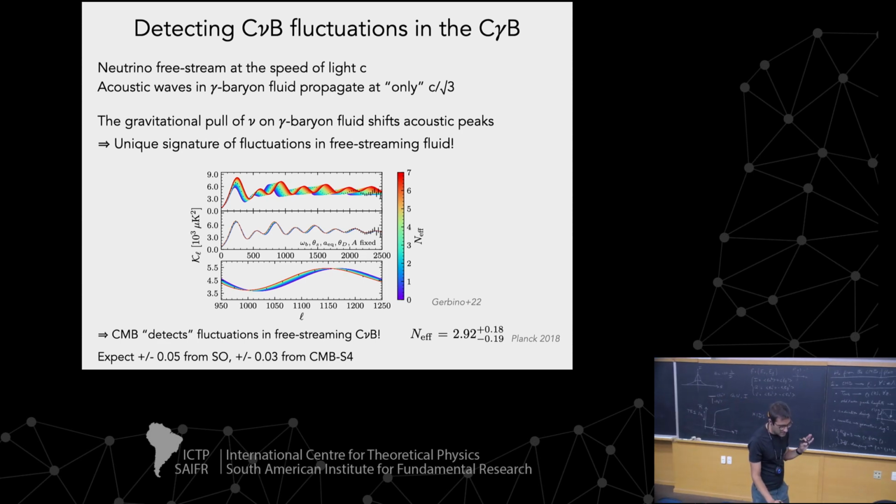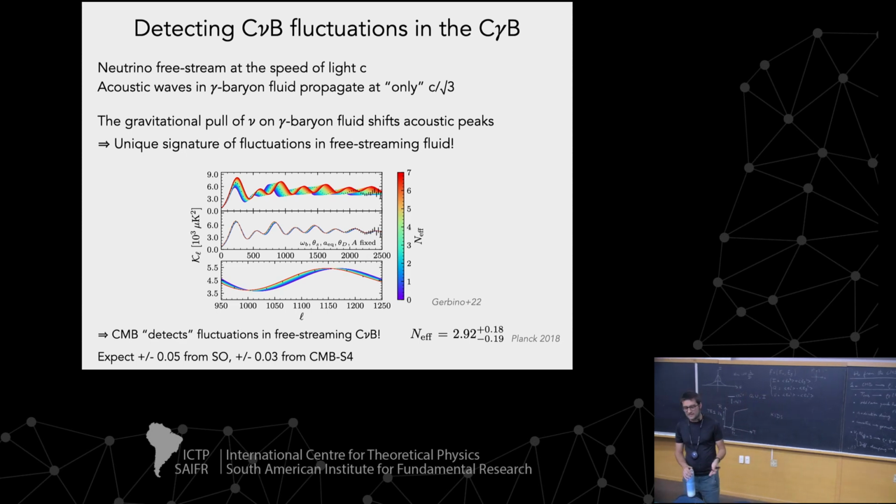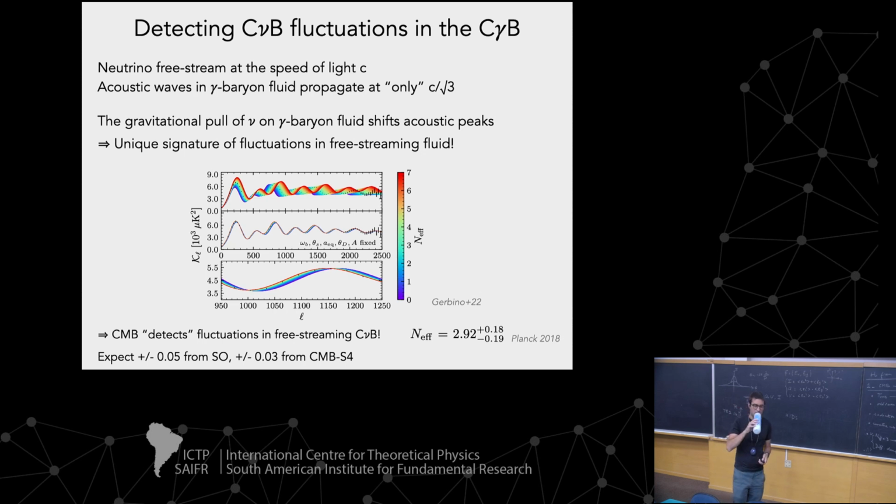Okay, so this was from the CMB alone, what we can learn about neutrinos. And so again, the amount of neutrinos, the energy density, the existence of fluctuations, and how they propagate. Another important property of neutrinos that we would like to learn about that we currently don't know is the masses of the neutrinos.